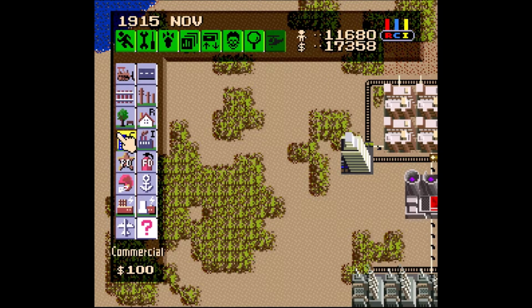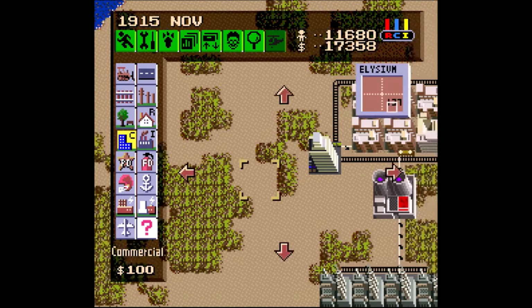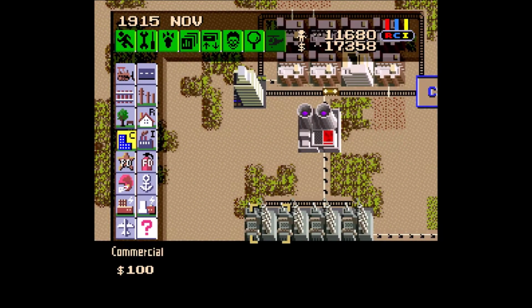Let's talk about residential and commercial zones now. We'll start with commercial zones. Commercial zones have similar properties to industrial zones. They are immune to pollution and they are immune to crime. They are also immune to really low land values. However, they are only immune to these things after they've been developed.